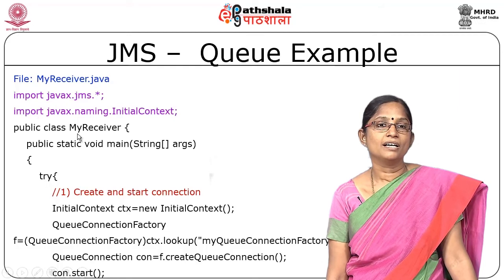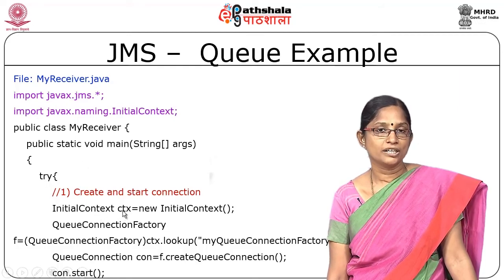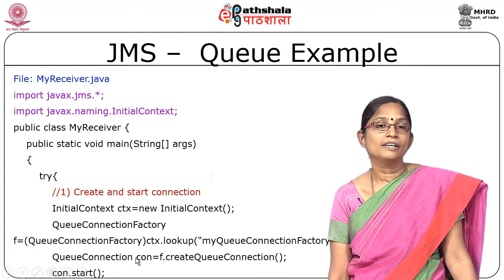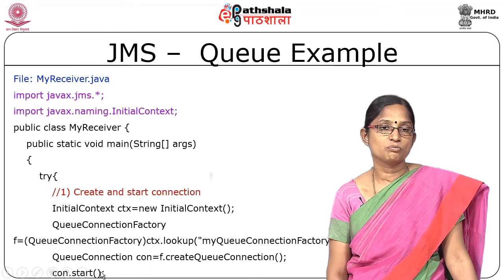Now, public class MyReceiver, again this is going to create an initial context variable. In that initial context variable, it looks up the queue connection factory. Once it creates the queue connection factory F, using that F, it creates a connection. For that it calls createQueueConnection, and the handle has been passed on to the con object. Once the connection is ready, the connection has been started.